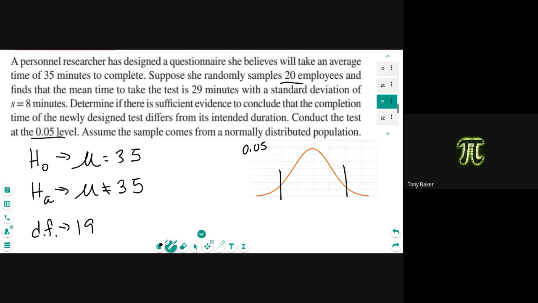So here's the nice thing about my T table. It's got all the numbers at the top. So we're looking for two tails, 0.05, and we're going to go down to 19. So it's 2.093, and then negative 2.093. This is a two-tail test. I forgot we're using the T table for this one. And then we got the positive and the negative version of that.